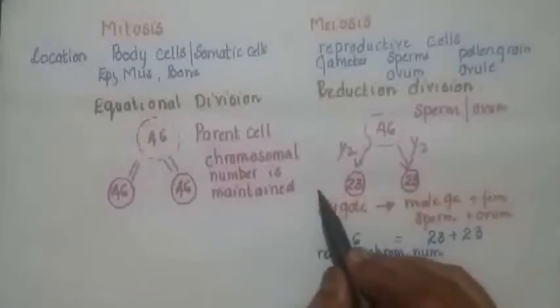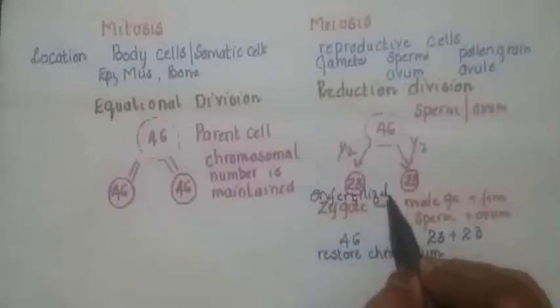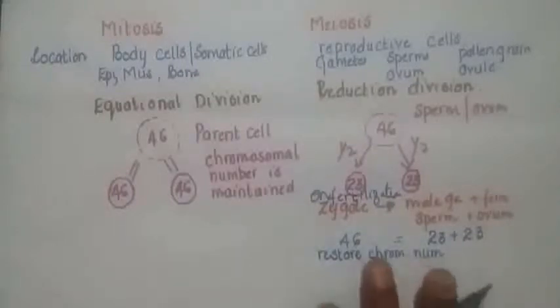But during fertilization, when the zygote is formed, sperm containing 23 chromosomes and ovum containing 23 chromosomes undergo fusion, and then the original 46 number is maintained. So hence meiosis is necessary to restore the original number of chromosomes.